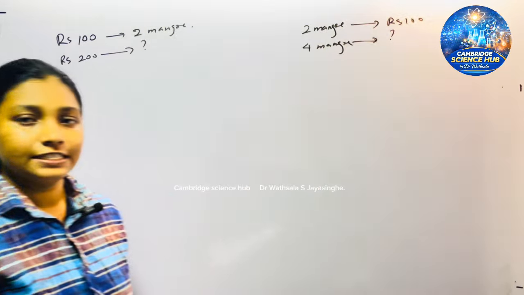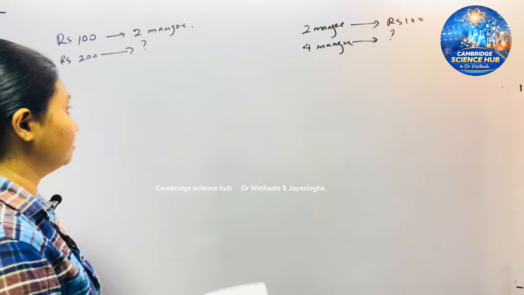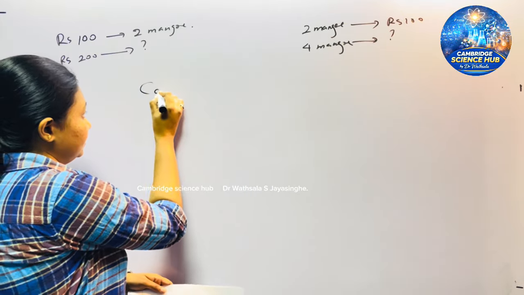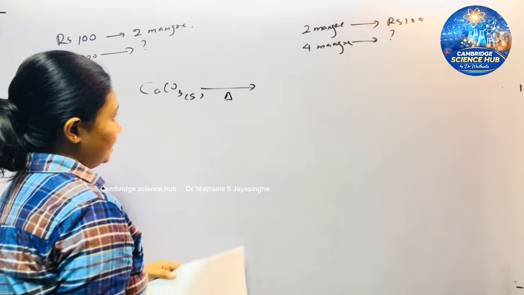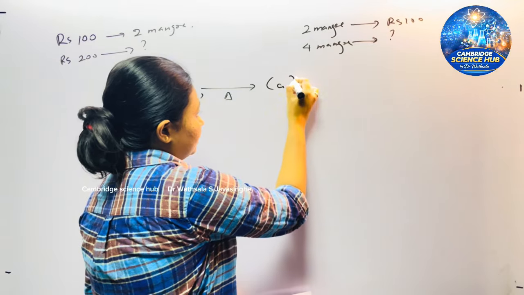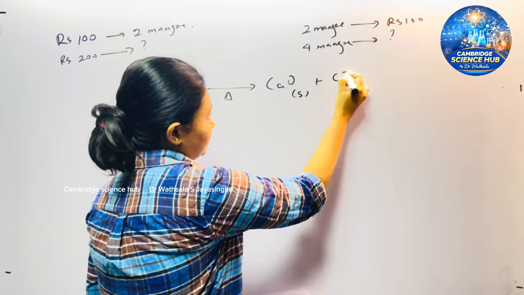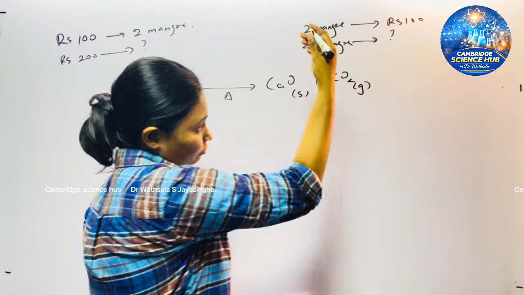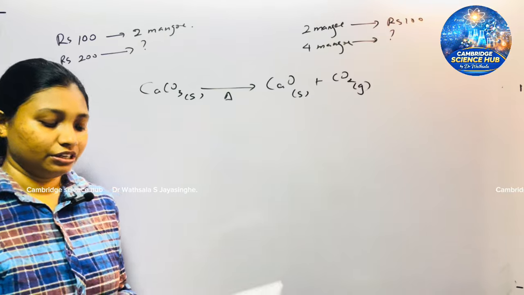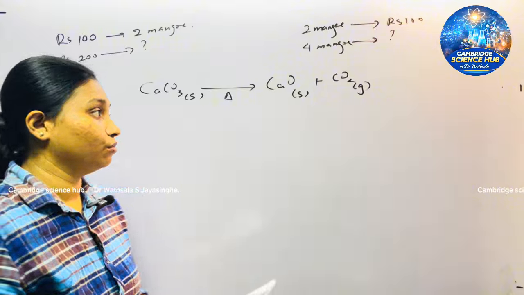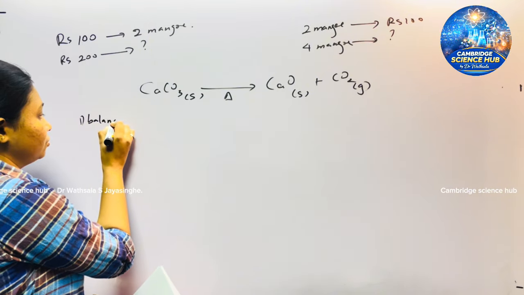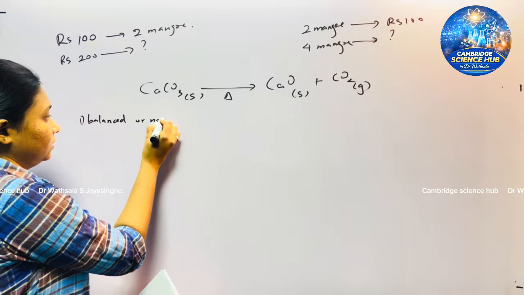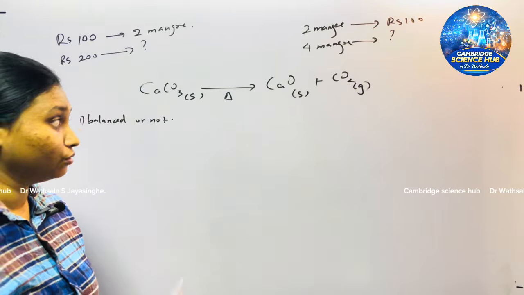So here calcium carbonate is taken and heated, and calcium oxide and carbon dioxide are formed. Since carbon dioxide is a gas, it will be emitted. So when you are given a question like that, first of all check whether the equation is balanced or not. That's the first thing you have to check.